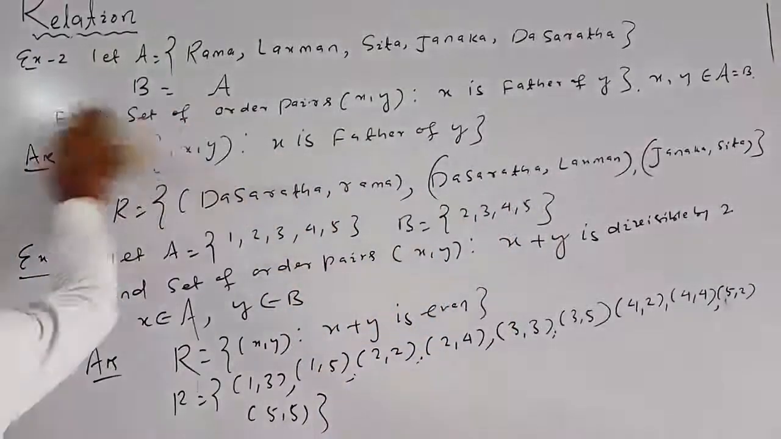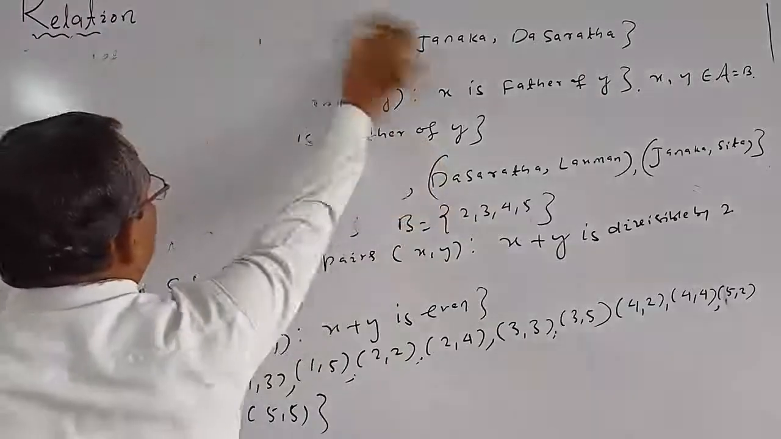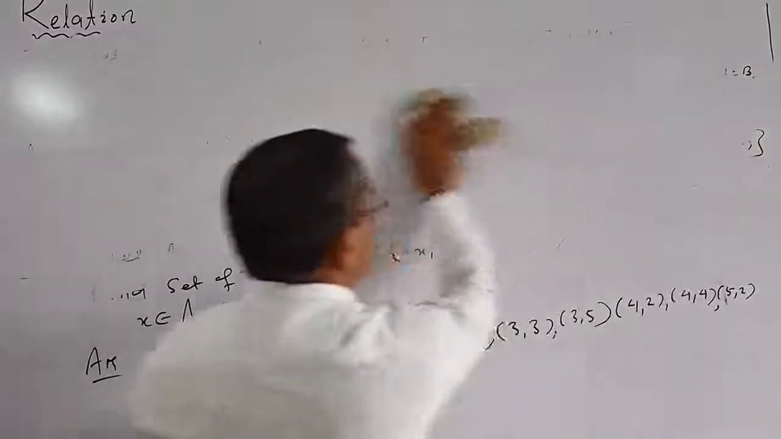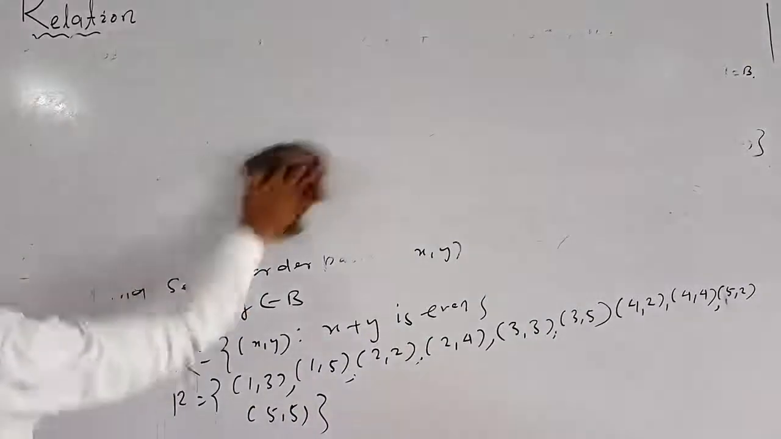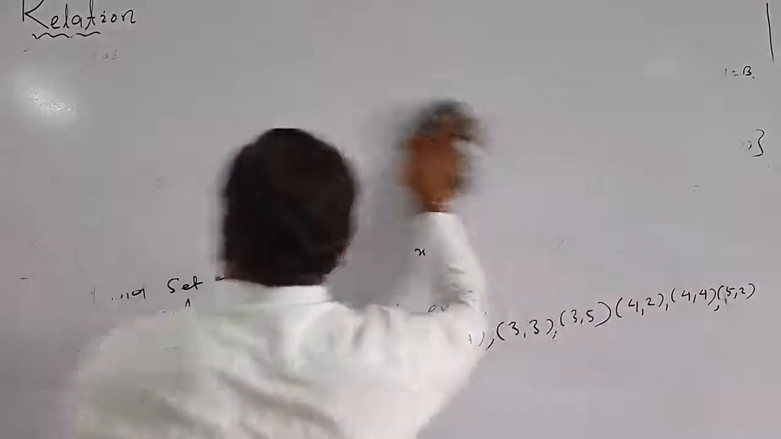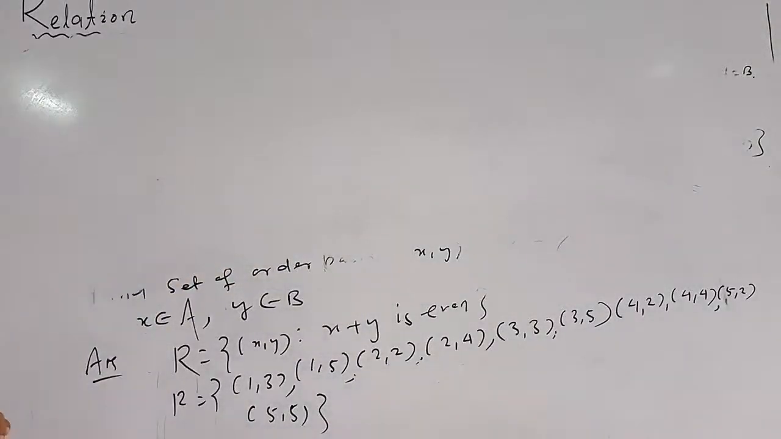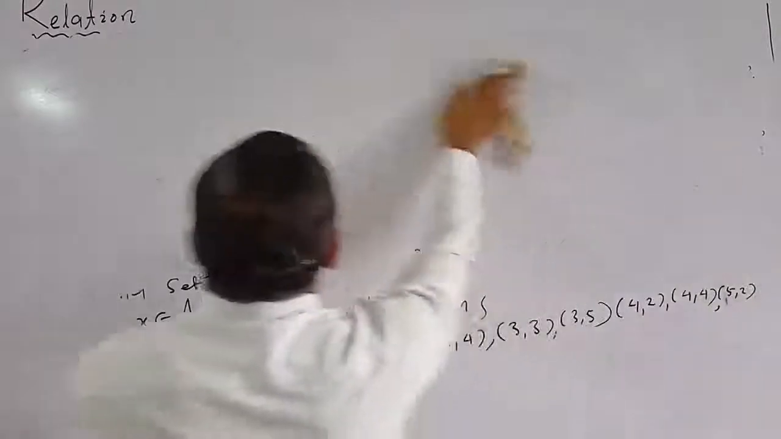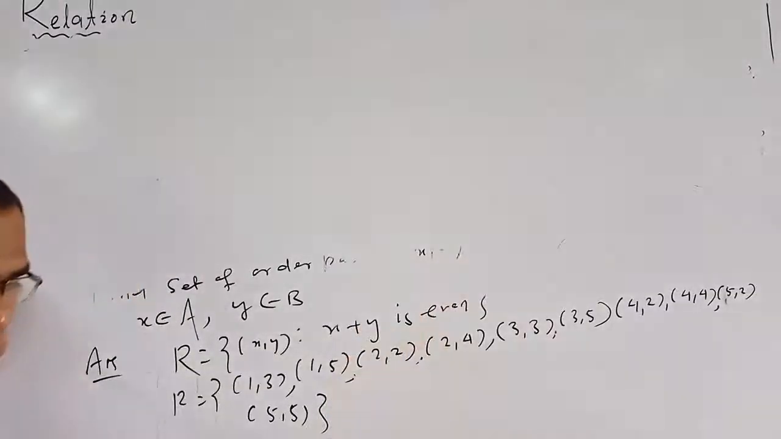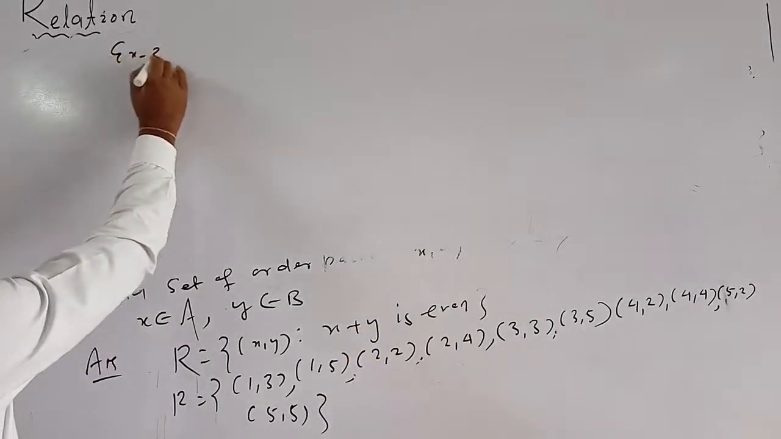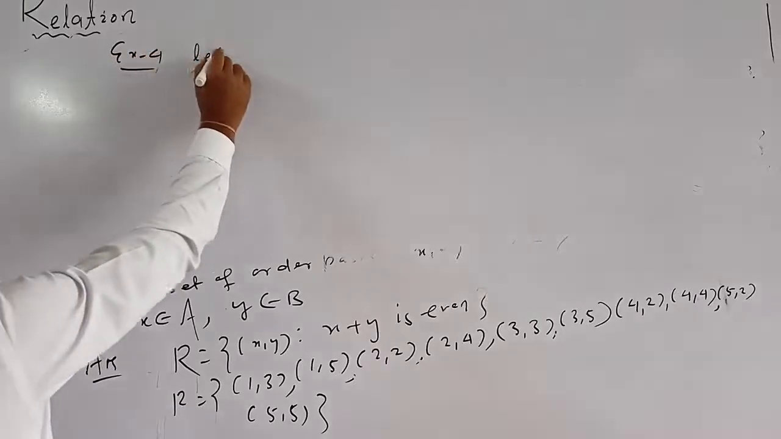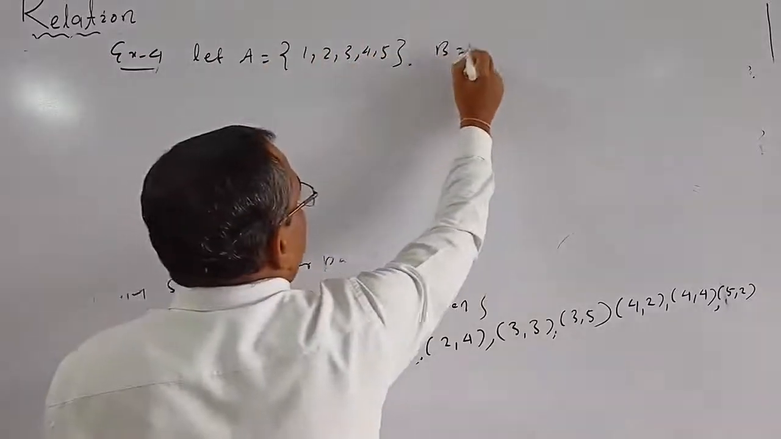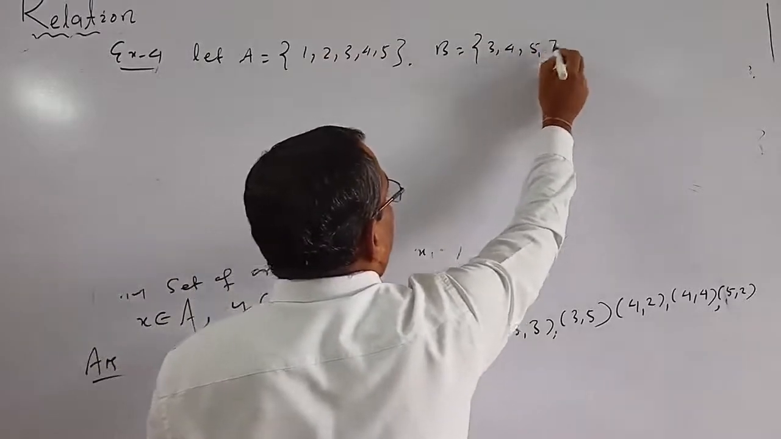Okay. Now we take another example also. By the help of an example we can understand what we mean by relation, and how many relations are possible from set A to B. In example 4, suppose A is equal to {1, 2, 3, 4, 5} and B is equal to {3, 4, 5, 7}.